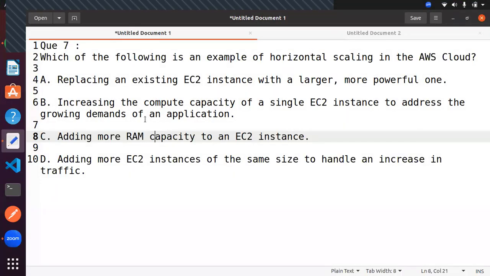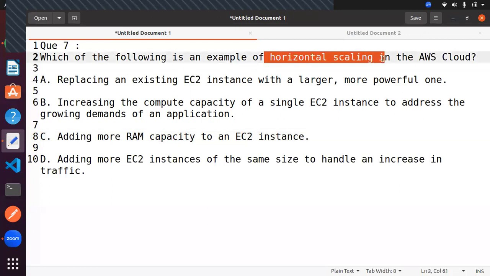Hello friends, in this video we are going to discuss AWS CCP question number 7. The question is, which of the following is an example of horizontal scaling in the AWS cloud?